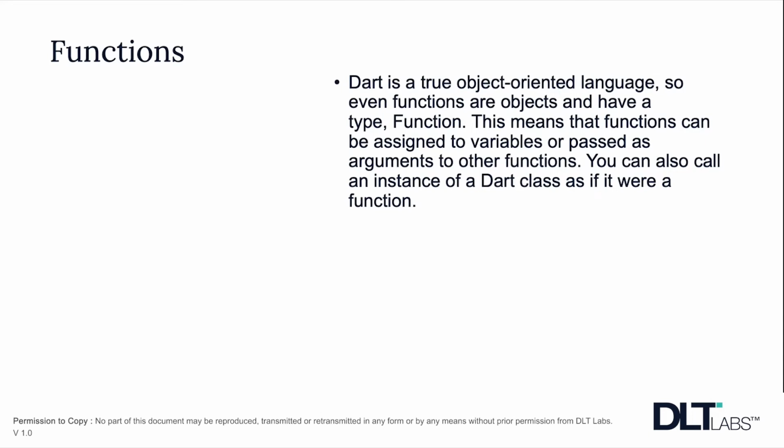Functions. Dart is a true object-oriented language. So even functions are objects and have a type, Function. This means that functions can be assigned to variables or passed as arguments to other functions. You can also call an instance of a Dart class as if it were a function.